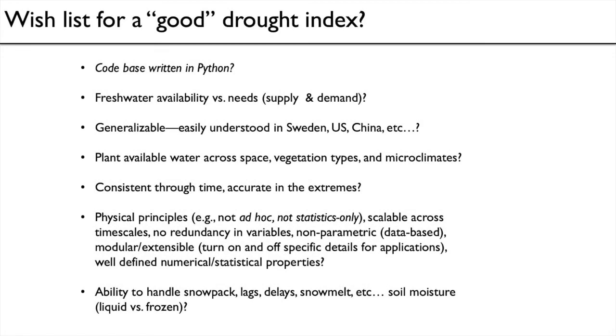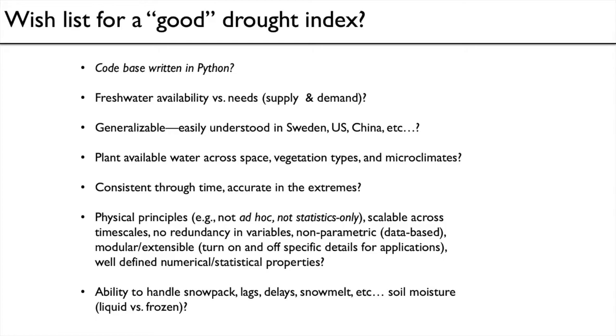So if you think about that, this is the list that we came up with in class. These are some considerations. Do you want to have open source code? That would be my requirement. I'd like to see it be written in open source code like Python. How will you factor in supply and demand to your index? Does it need to be generalizable? Do you need to be able to compute this index in the same way using data from Sweden or the US or China or Australia or Costa Rica or anywhere else? Does it need to be relevant to plant water across space? And if so, do you need to be able to factor in or accommodate different vegetation types and microclimates?